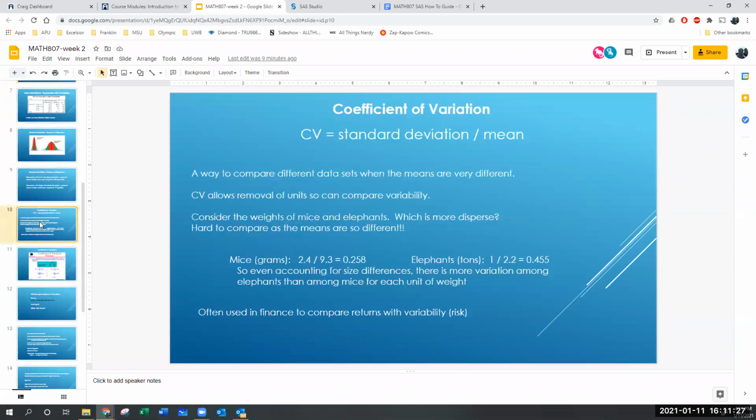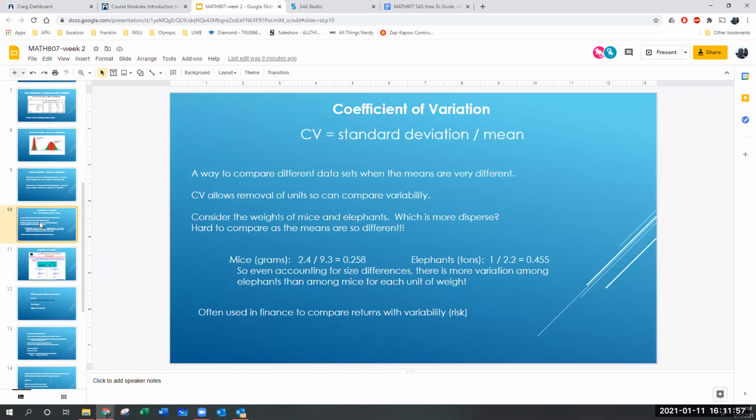Let's see. So back to the coefficient of variation. As I was saying, if we were looking at the weights of mice, they're in grams, so small numbers, and their answer is going to be small. It's going to be probably between 1 and 10, a single digit number. And then if we talk about the weights of elephants, which are in hundreds of pounds, I think they're even over 1,000 pounds.